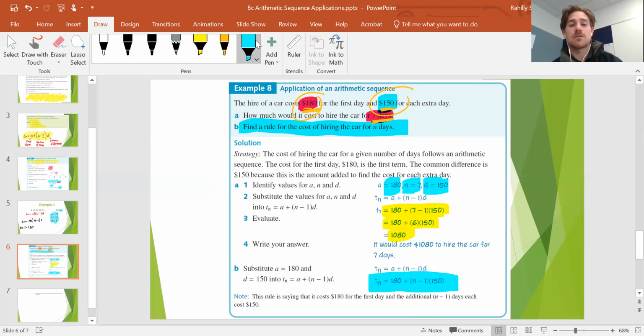Okay, again, it's just a matter of getting the information out of the question, what we're being asked, and putting it into that formula. Okay, so 180 was our A, 150 is our D, and then our N is 7, or it's an unknown, depending on what you're being asked. So again, all you need to work out what to do is finding A, N, and D. That's the main thing you need to do, and then you just substitute it into that formula.